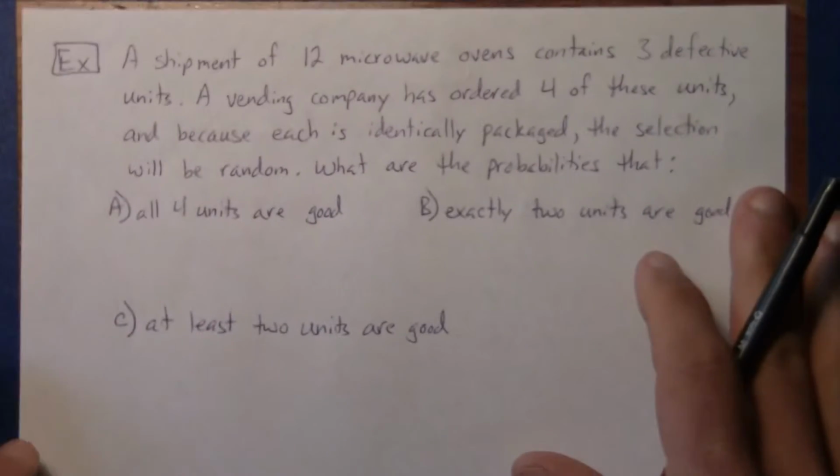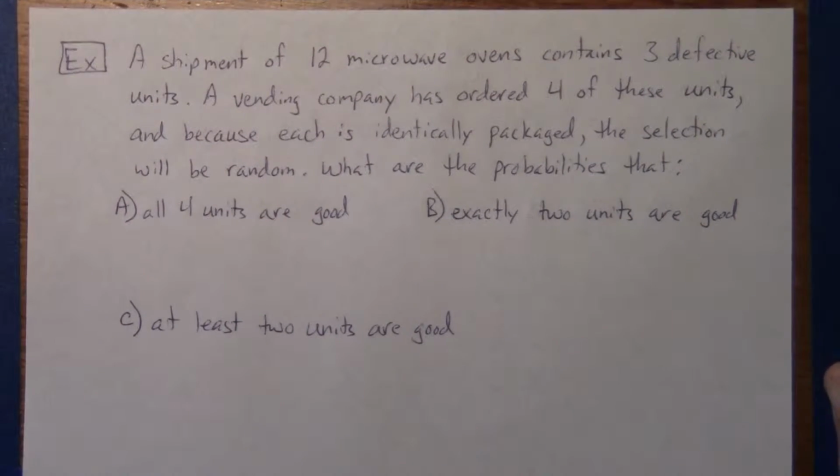And then the third and last one to take a look at, another little story problem, says a shipment of 12 microwave ovens contains 3 defective units. A vending company has ordered 4 of these units, and because each is identically packaged, the selection will be random. What are the probabilities that either all 4 are good, exactly 2 units are good, or at least 2 units are good?